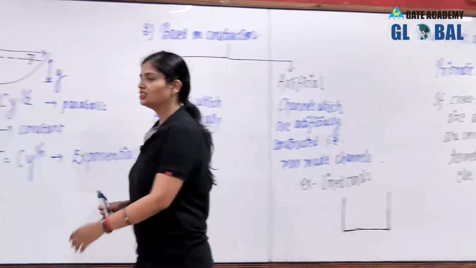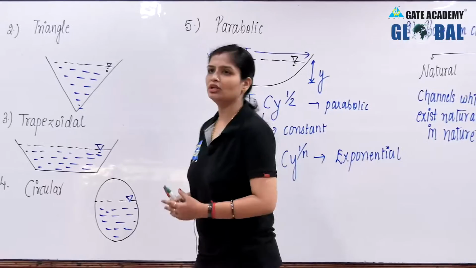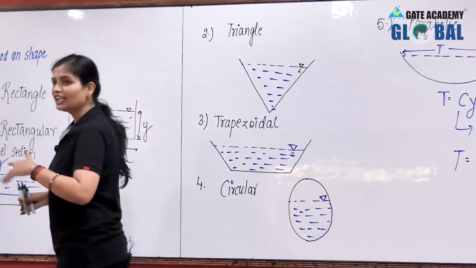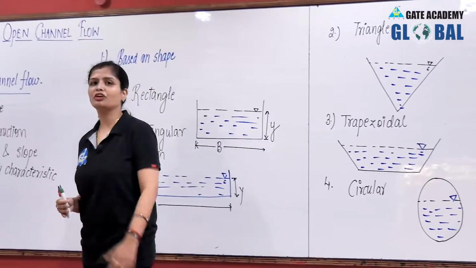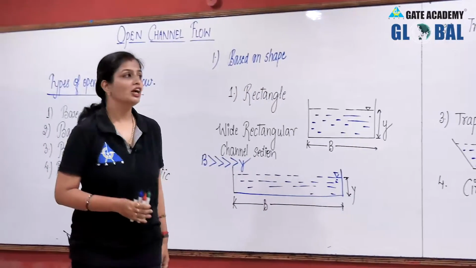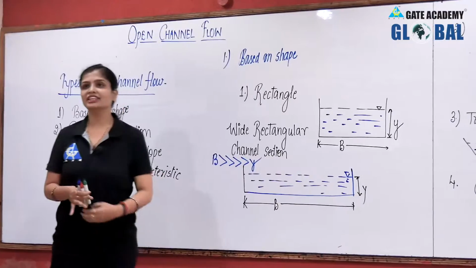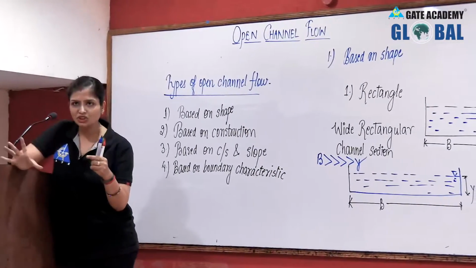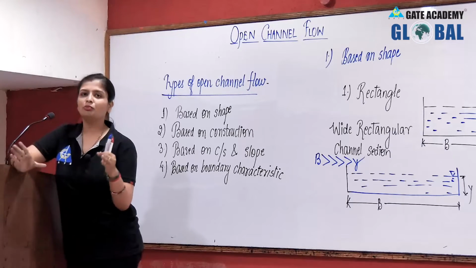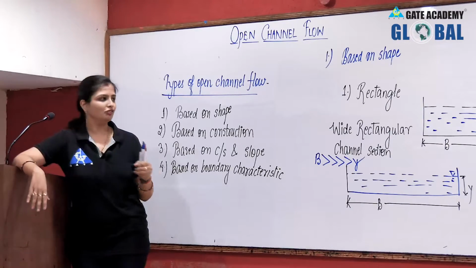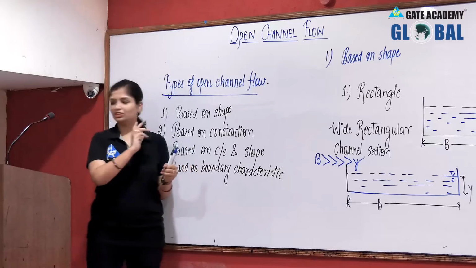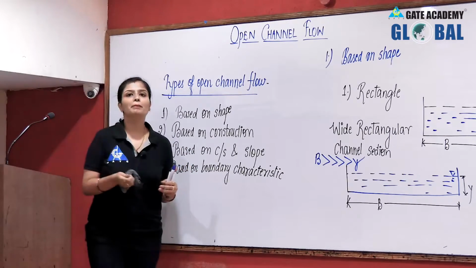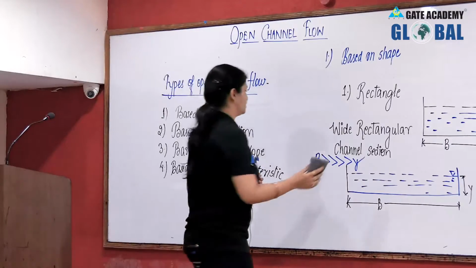If you are asking for examples of non-prismatic channel sections, all the natural channels which exist naturally are examples of non-prismatic channel sections. Well, prismatic channel sections are basically constructed by humans, with proper dimensioning, proper alignment, proper layout of the structure. Fine. So here we have dealt with the three parts. Now we will be moving to the last one, that is, based on boundary characteristic.